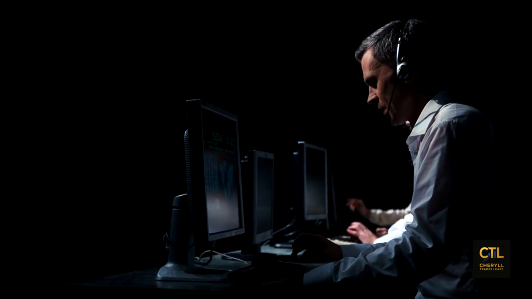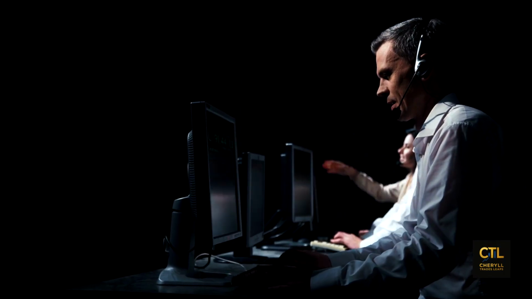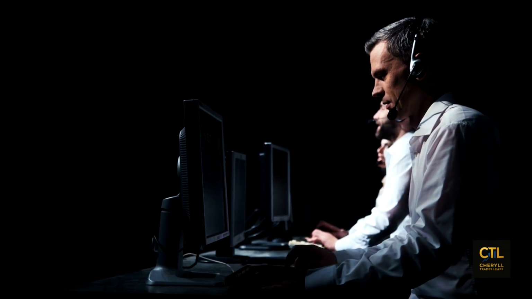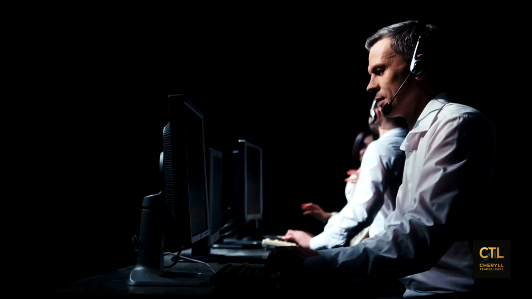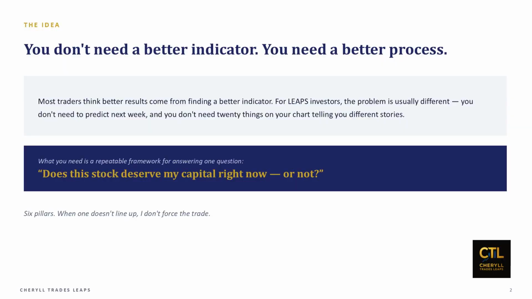Most traders think better results come from finding a better indicator. For LEAPS investors, I think the problem is usually different. You don't need another indicator. You don't need to predict exactly where a stock will trade next week, and you definitely don't need 20 things on your chart telling you different stories. What you need is a repeatable framework for answering one question. Does this stock deserve my capital right now, or not?